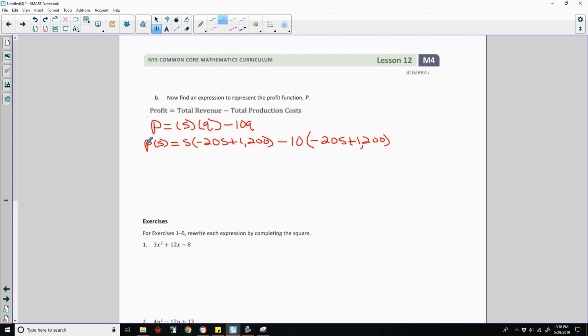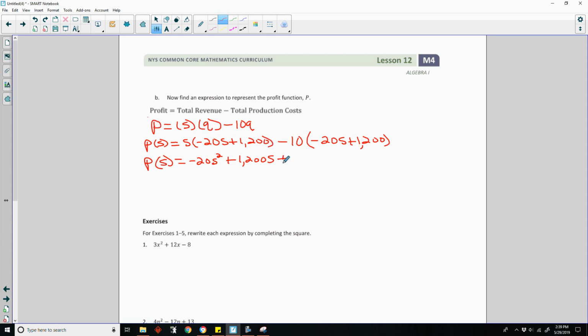Okay, so I have the profit with respect to sales equals S times my equation minus 10 times that same equation of Q. And now I'm going to distribute this. So P of S equals S times negative 20S is negative 20S squared plus 1,200S minus, and now I distribute the 10.